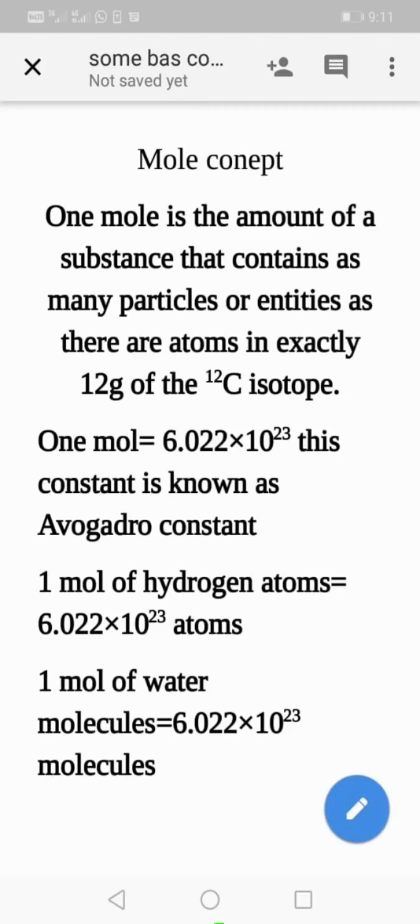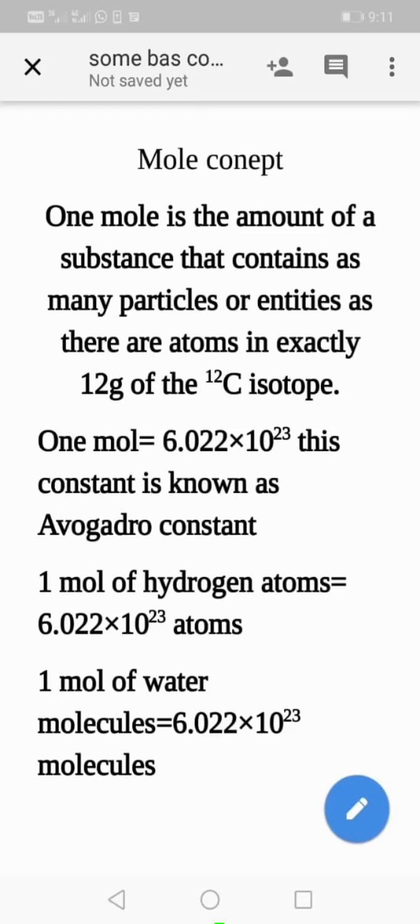1 mole of water will have the same number, 6.022 × 10^23, but it will be the number of molecules. So whatever the number of atoms or molecules, if it is 1 mole, we will be getting the Avogadro number. Avogadro number is 6.022 × 10^23. That much of particles is known as Avogadro's number.